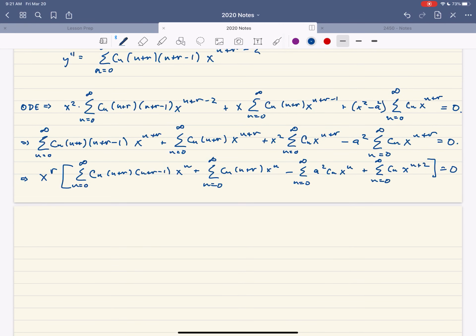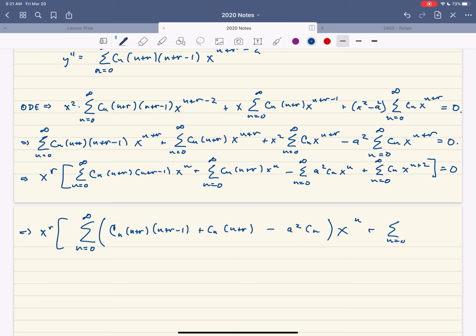And again, we can do a few things. Let's take the first 3 terms and write them as a single sum. So this is x to the r, times the sum as n goes from 0 to infinity of c sub n times n plus r times n plus r minus 1, plus c sub n times n plus r, minus a squared c sub n, x to the n. Okay, and then plus our last sum, n equals 0 to infinity, c sub n x to the n plus 2.